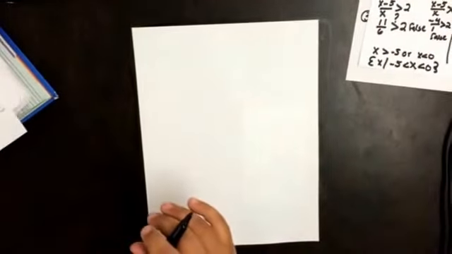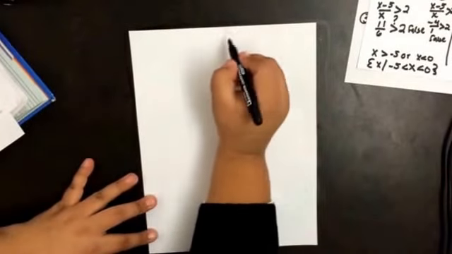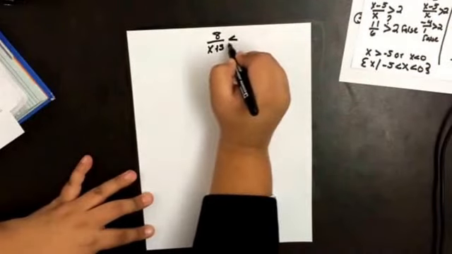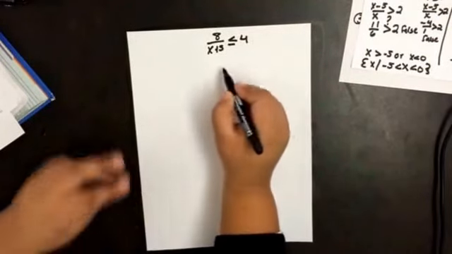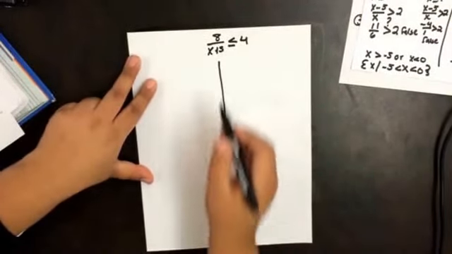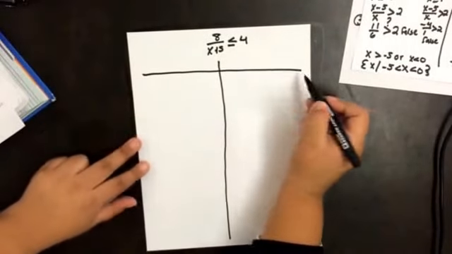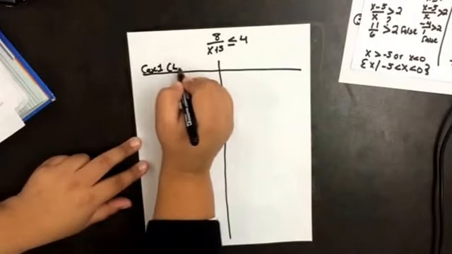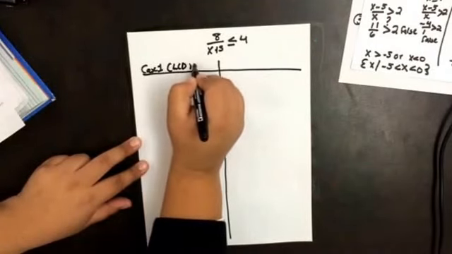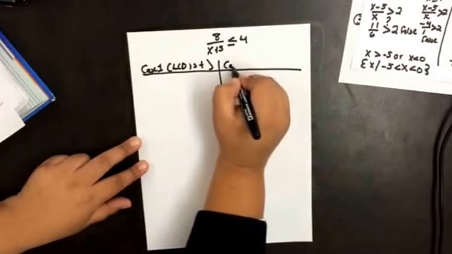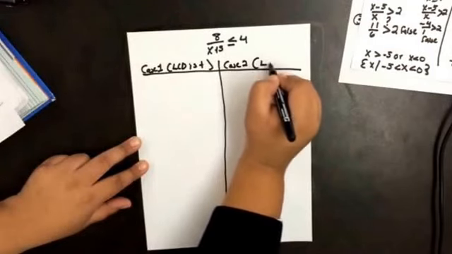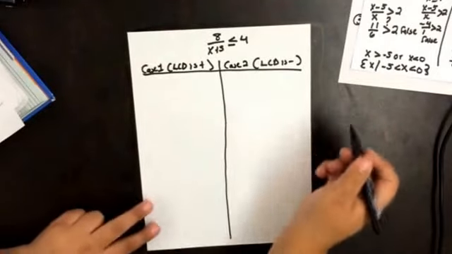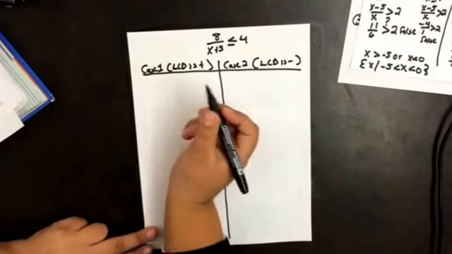Let's do another example. What if we have 8 over (x plus 5) is less than or equal to 4? Once again, we have two cases. Case 1. The least common denominator is positive. In case 2, the least common denominator is negative. So our step 1 is to solve for x.